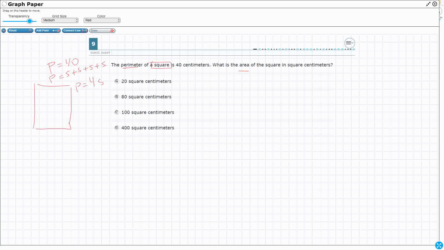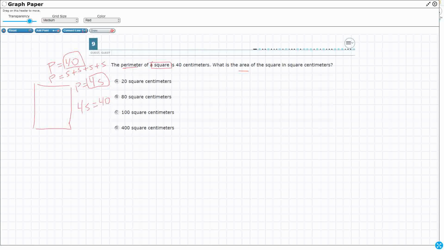But remember, you can write a repeated addition problem and change that into a multiplication problem. So 4s is how I find perimeter. And I was already told that my perimeter equals 40. So really what I'm looking for now is how big is each side? If I can figure out how long each side is, that's going to help me with my area.